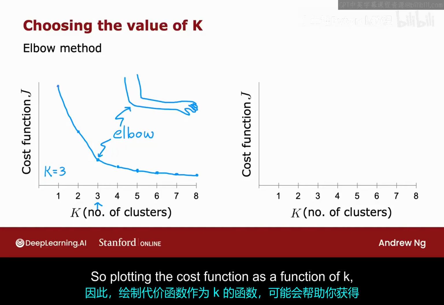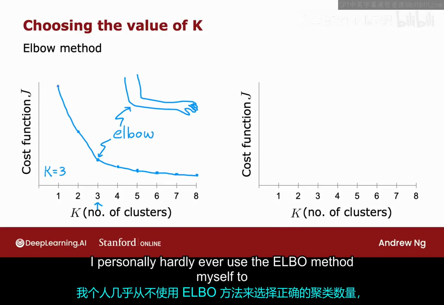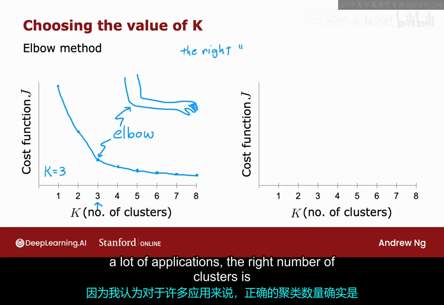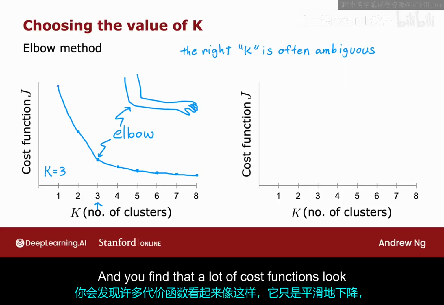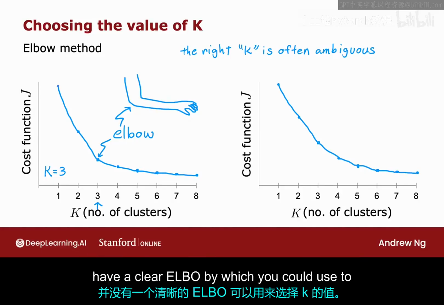So plotting the cost function as a function of k, it could help you gain some insight. I personally hardly ever use the elbow method myself to choose the right number of clusters, because I think for a lot of applications, the right number of clusters is truly ambiguous. And you find that a lot of cost functions look like this, where it just decreases smoothly, and it doesn't have a clear elbow by which you could use to pick the value of k.